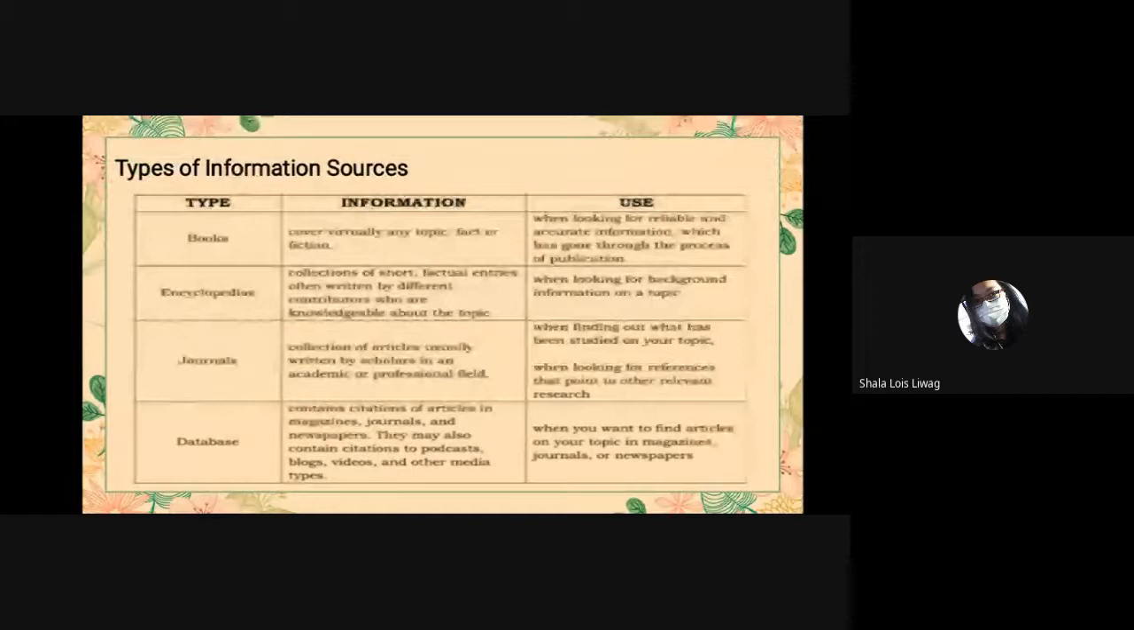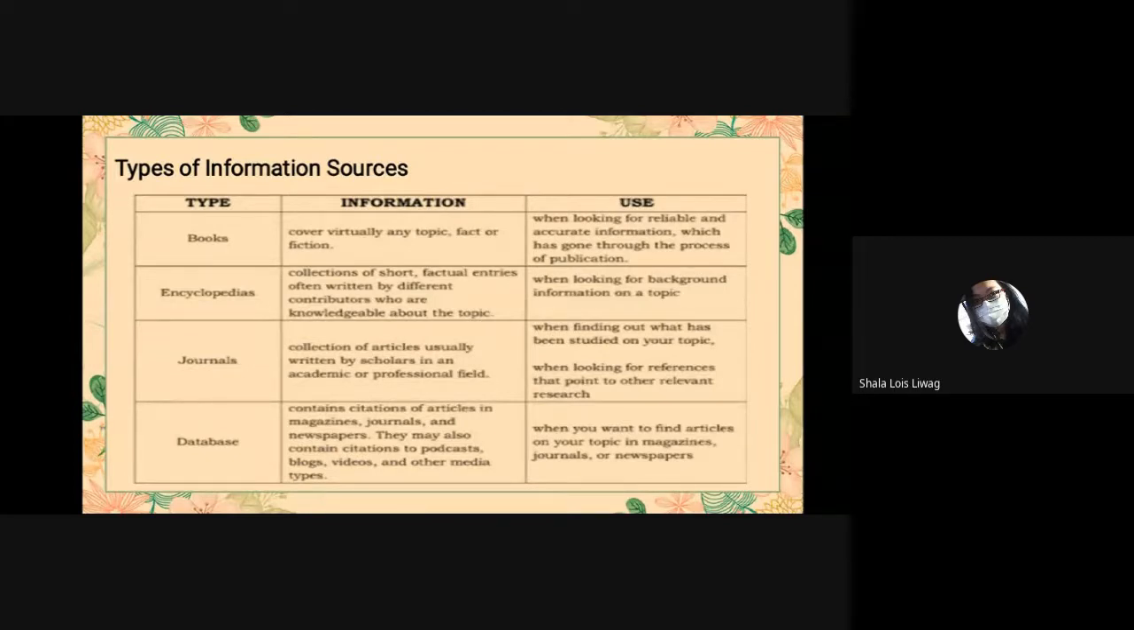So first is books. They cover virtually any topic, fact or fiction. Its use is when looking for reliable and accurate information which has gone through the process of publication. Next is encyclopedia. Collection of short punctual entries often written by different contributors who are knowledgeable about the topic. It is very useful when looking for background information on a topic. It is something like a dictionary, but an encyclopedia is focused on content rather than words.